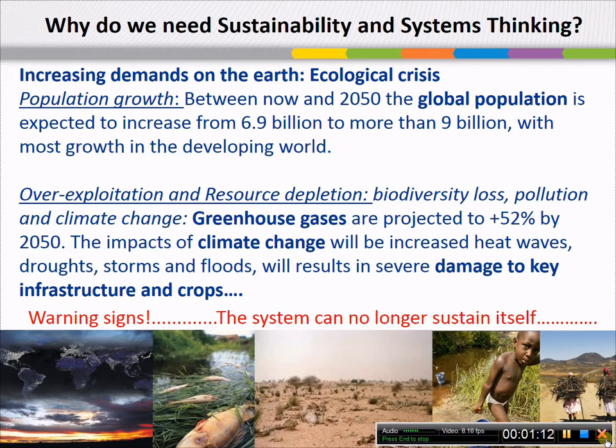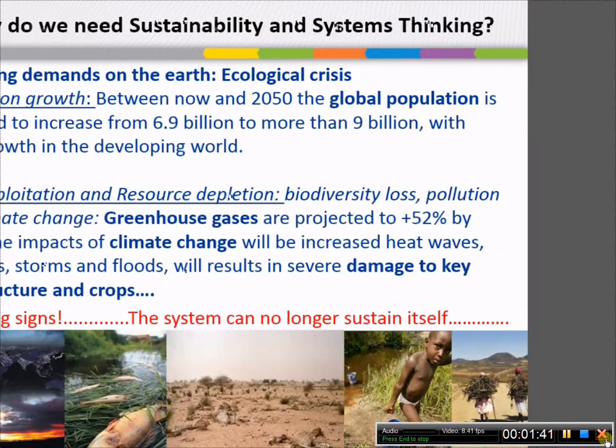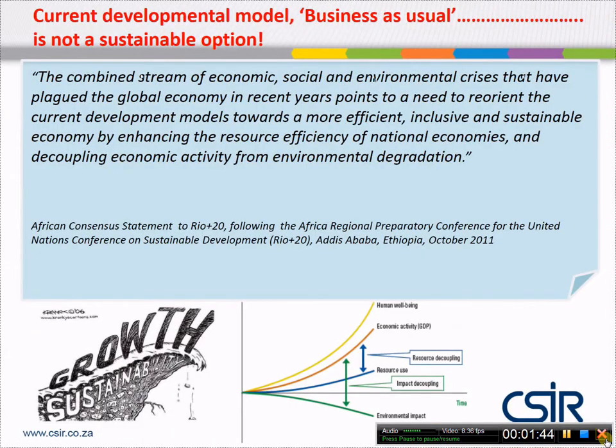The greenhouse gases are projected to increase by 52% in the year 2050. The impacts of this climate change will be increased heat waves, droughts, storms and floods, which results in severe damage to key infrastructure and crops. These are the warning signs. The system can no longer sustain itself. So our current developmental model, the business as usual approach, is not a sustainable option.